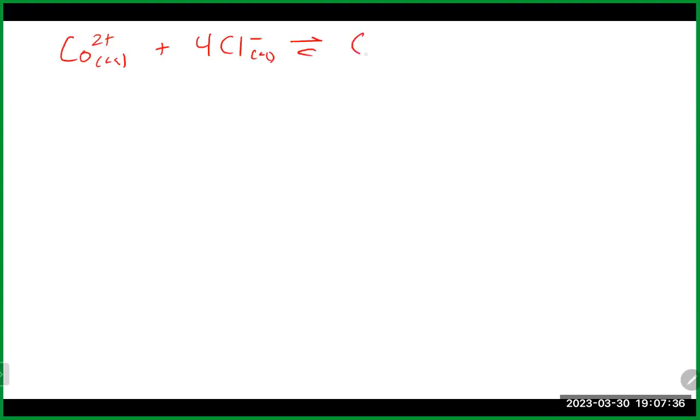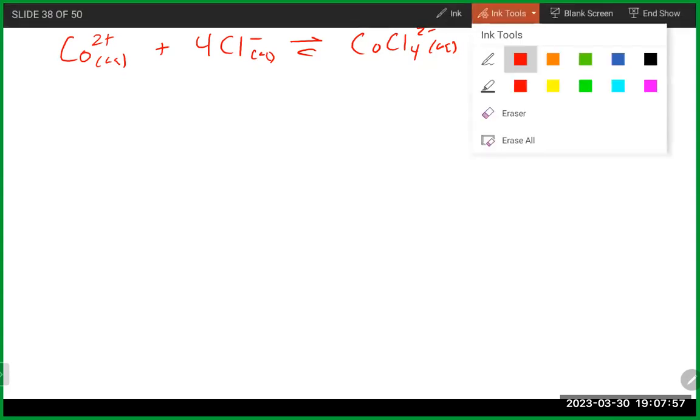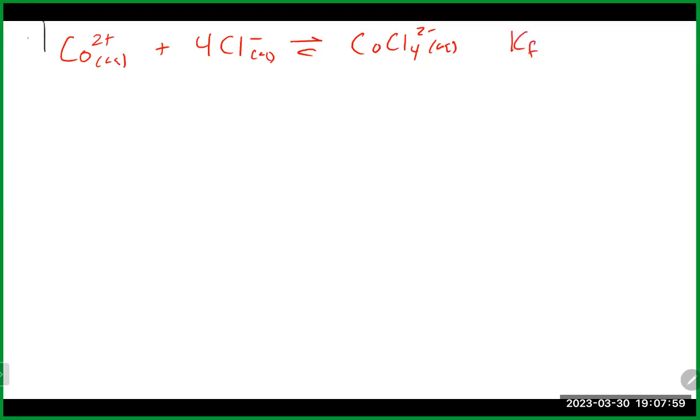And that gives us CoCl4 2 minus. So although there are 4 ligands, they actually come on in a stepwise fashion, very similar to how the H pluses come off in an acid in a stepwise fashion. So the process we're looking at in this equation is really the overall reaction, and it does happen in actually 4 steps.